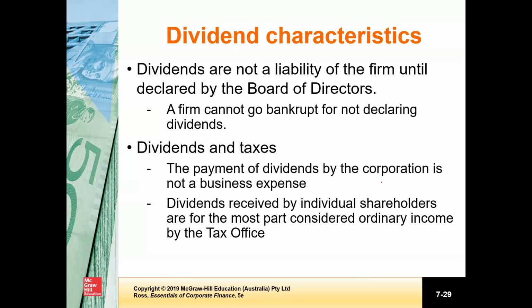And the last point is dividends received by individual shareholders are for the most part considered ordinary income by the tax office. However, for Australian firms, the dividend imputation system, which we learned in chapter 2, means that Australian shareholders receive a rebate for the tax paid by the firm in Australia. The tax effect of the dividend will depend on the marginal tax rate of the individual receiving the dividend and the franking credit.